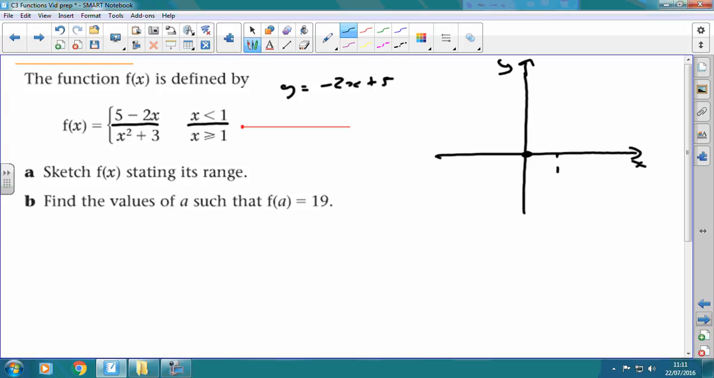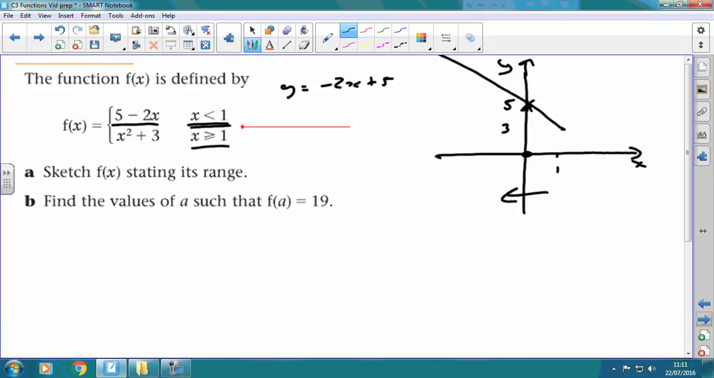So when x is less than 1, which is this side of the graph, y is 5 minus 2x, so that's going to go through at 5. And when it gets to 1, that's going to be there, which is 3. It's going to look like that. It's never actually going to quite reach 1 because x can't equal 1. It's just slightly less than 1. But that's what the graph looks like, except it goes through that point there.